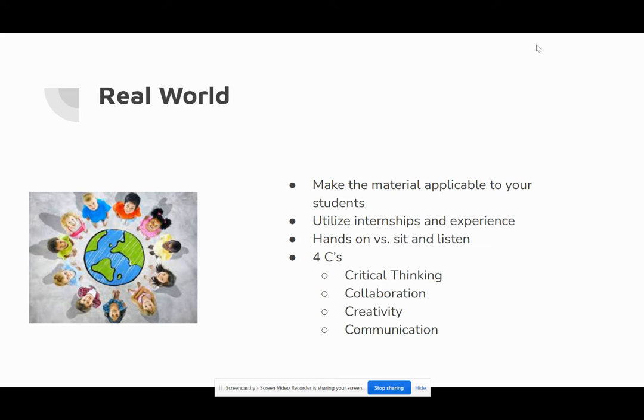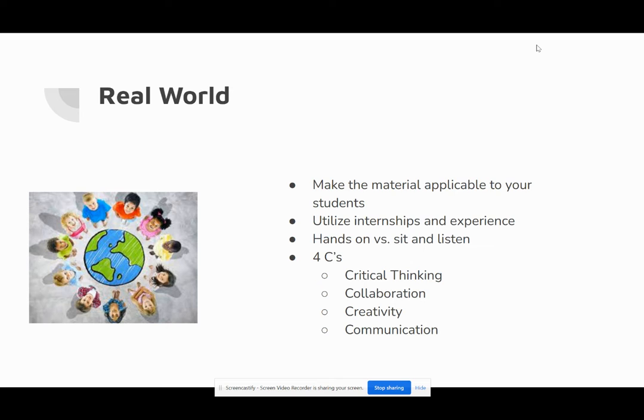We need to give them assignments that are active and engaging. One way to do this is by utilizing internships and other experiences, so those outside resources that students can take and further their education beyond what they could in the normal classroom setting.